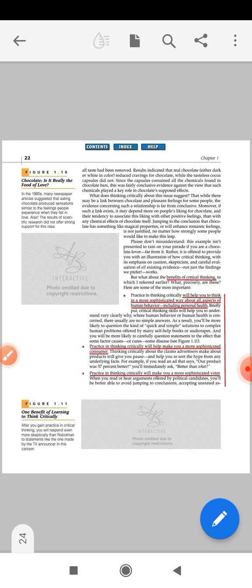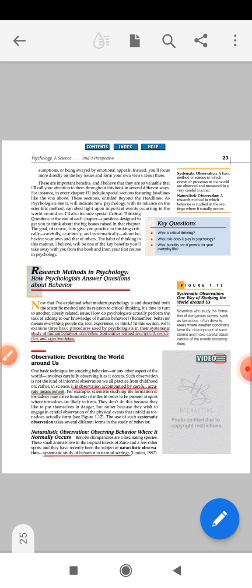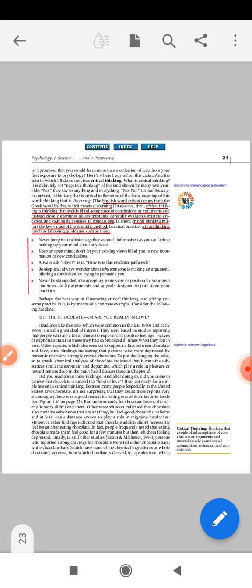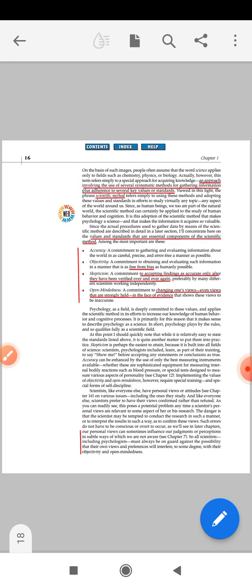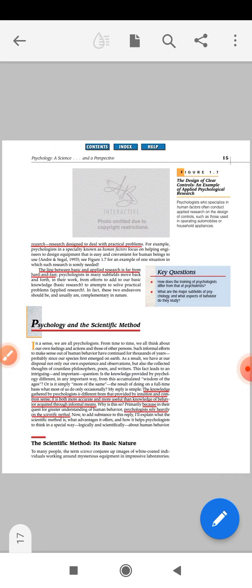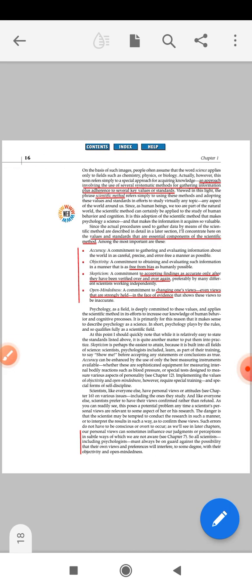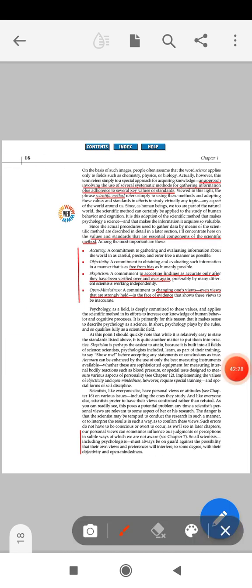Here's a good thing which Baron's psychology has given us. What are the features of an experiment or a scientific method? Values, meaning we can say what are the values which an experiment should contain.